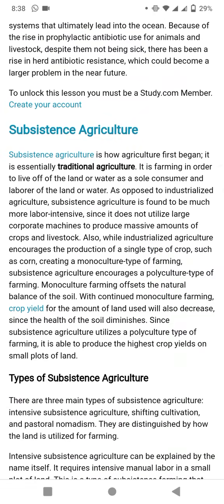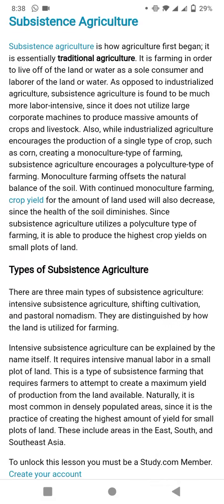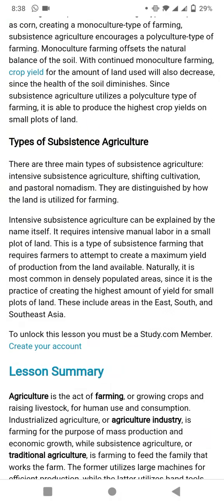Now we discuss subsistence agriculture. Subsistence agriculture is how agriculture first began. It is essentially traditional agriculture. It is farming in order to live off of the land or water as the sole consumer and laborer of the land and water. So now we discuss types of subsistence agriculture. There are three main types of subsistence agriculture: intensive subsistence agriculture, shifting cultivation, and pastoral nomadism.